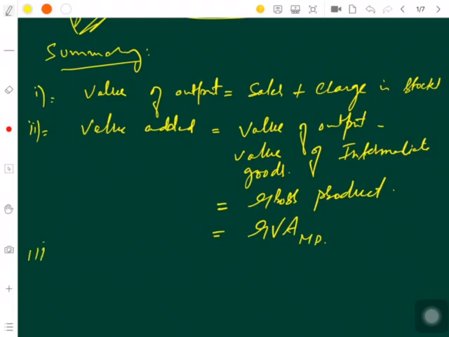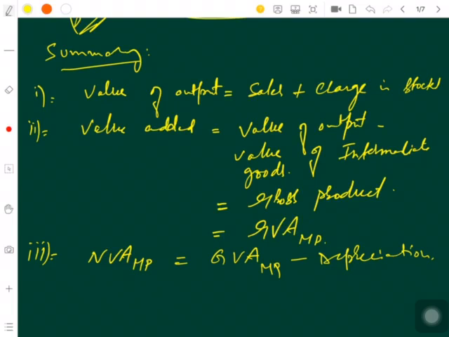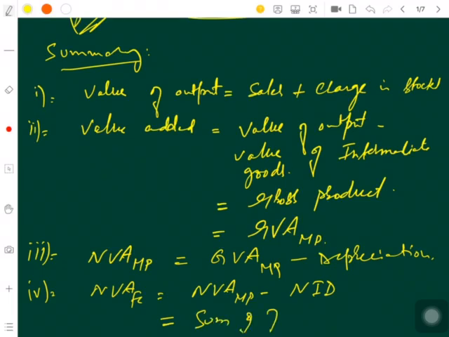Number three, net value added at market price is equal to gross value added at market price minus depreciation or consumption of fixed capital. Number fourth, net value added at factor cost is equal to net value added at market price minus net indirect taxes, which is in turn also equal to the sum of factor incomes. Factor incomes are rent, wages, interest, and profit, as you know already.